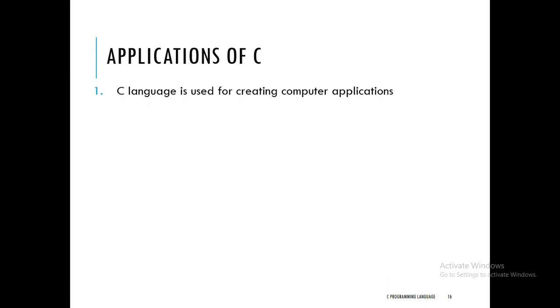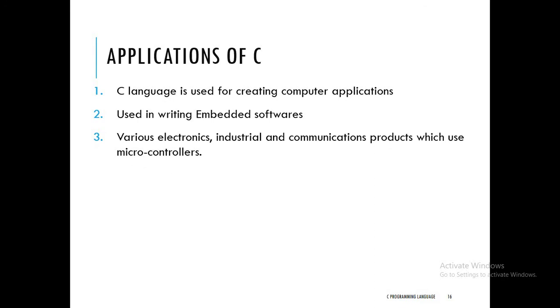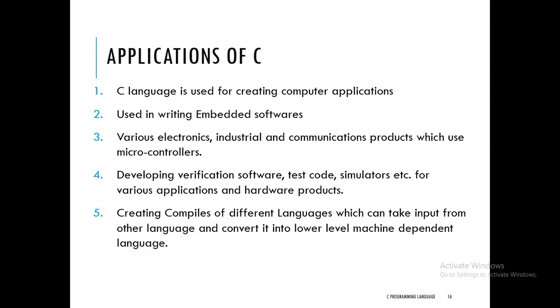C language is used for creating computer applications, used in writing embedded software, and then various electronics, industrial and communication products which use microcontrollers. For these applications, we can write a program using C programming language. C is used for developing verification software, test code, simulators for various applications and hardware products. Creating compilers of different languages which can take input from another language and convert it into low-level machine language by using this C programming language.